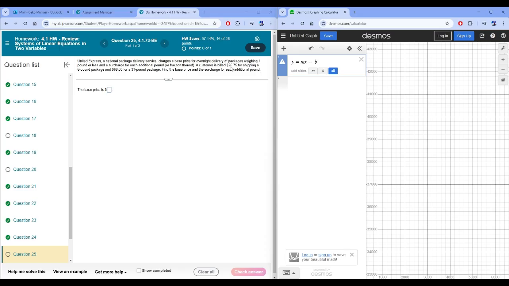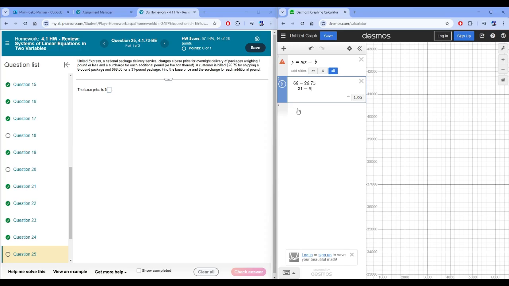So a customer is charged $26.75, and the next one is $68. Oh, it's a big jump. 6 pounds and 31 pounds. So let's figure this out. That would be $68 minus $26.75, and I would take all of that and divide it by the change in weight, which is 31 minus 6. So that means that we are charged $1.65 per pound, right?